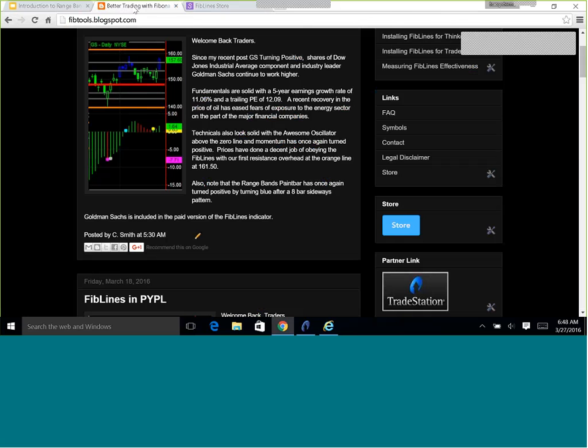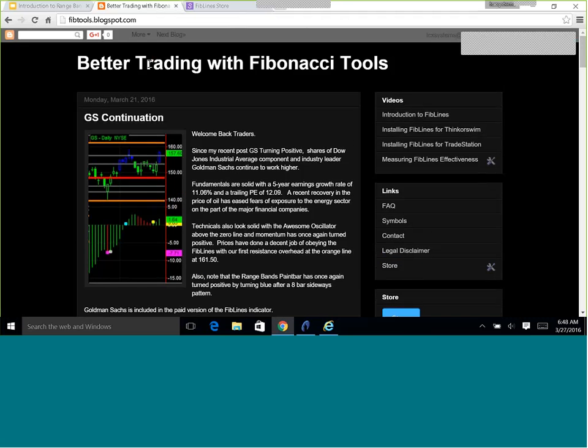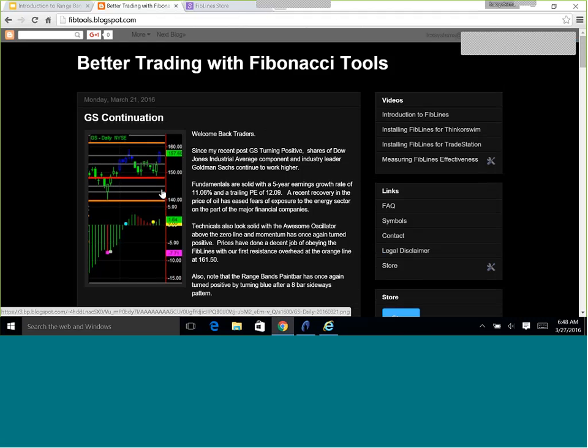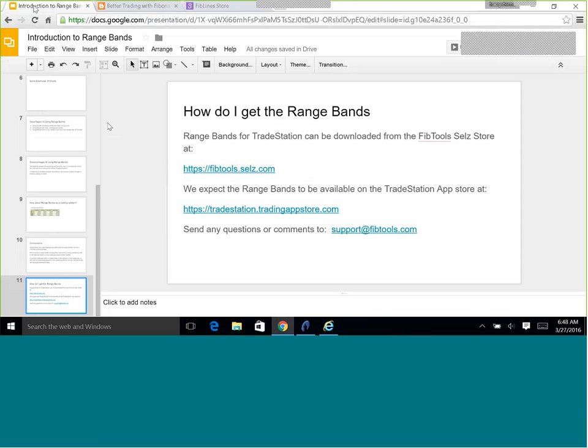So follow my blog, fibtools.blogspot.com, and there you'll see my ongoing interpretations of the indicator. In this case, we have both the range bands and the fib lines applied together along with the awesome oscillator. So follow along on the website to see how both those indicators work in combination.